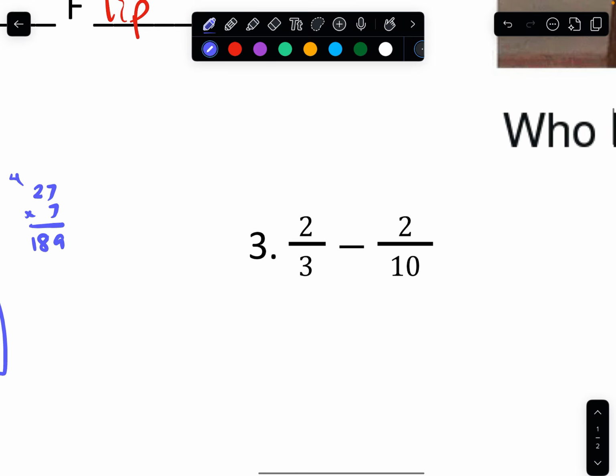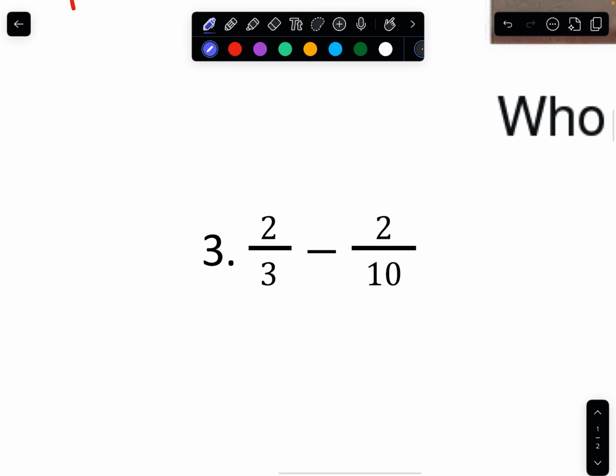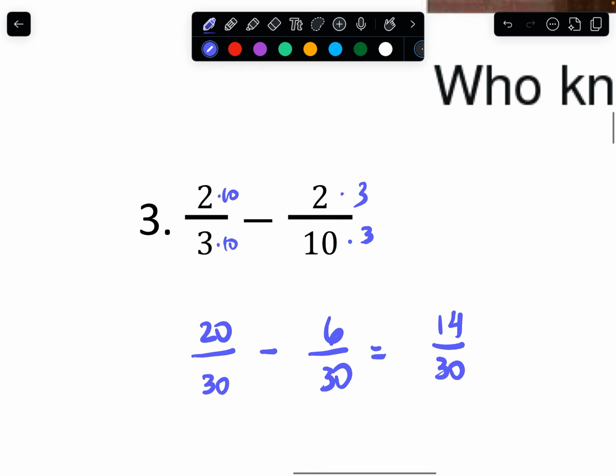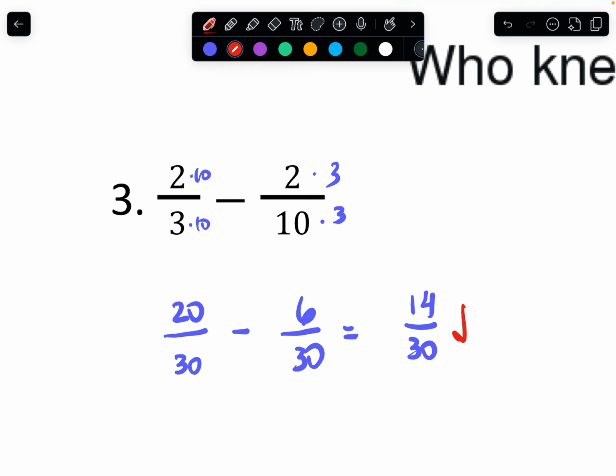Moving on, number 3, let's rewrite these. It looks like I'm subtracting here. So it looks like my least common denominator is going to be 30. So I want these both to be out of 30. The first fraction I have to multiply by 10 and 10. The second one by 3 and 3. So I have 20 over 30 minus 6 over 30. I get 14 over 30. Okay, and then always, if you can simplify, that red arrow means always simplify. So I get 7 over 15 to be my final difference.